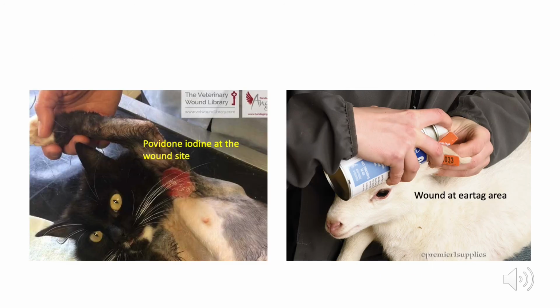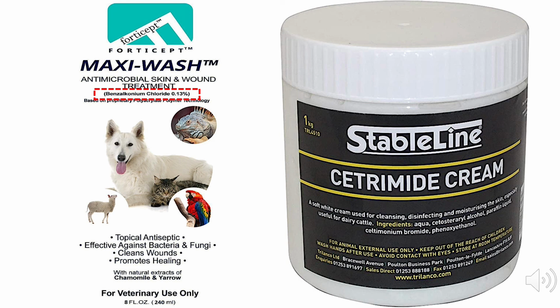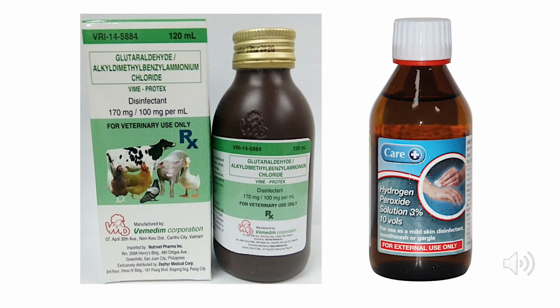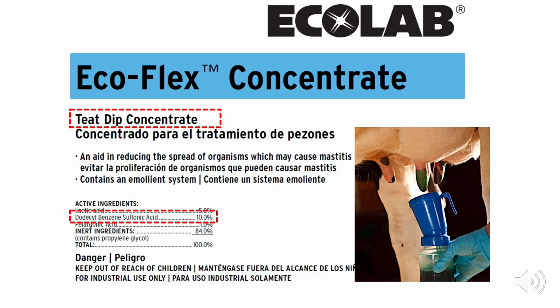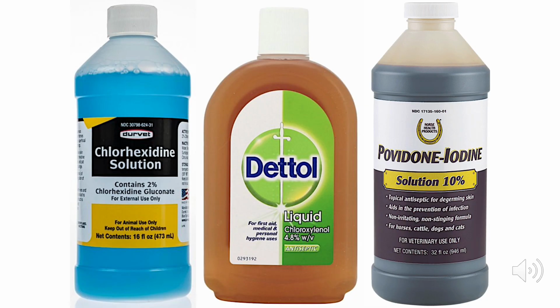Povidone iodine is an effective antiseptic that does not impede wound healing. Povidone iodine is bactericidal against gram-positive and gram-negative organisms. The right diagram shows the use of hydrogen peroxide spray at the ear tag area. Benzalkonium chloride and cetrimide cream. Glutaraldehyde and hydrogen peroxide teat dip concentrate for the prevention of mastitis in dairy cows. Other antiseptics such as chlorhexidine, Dettol, and povidone iodine.